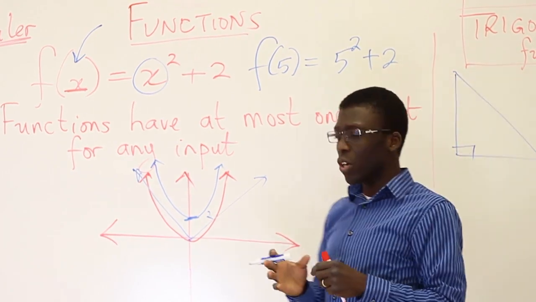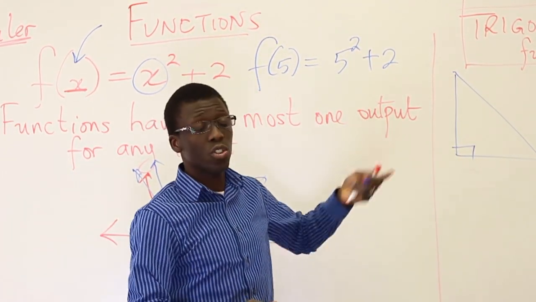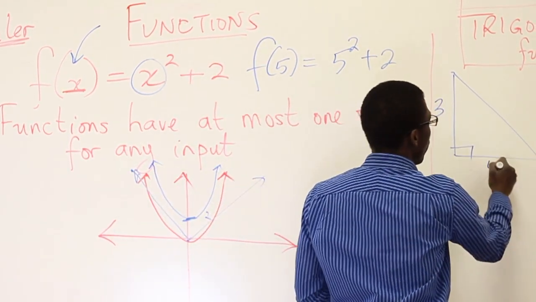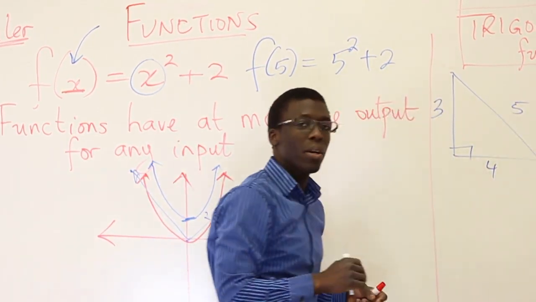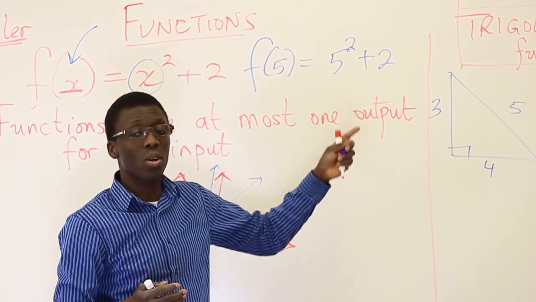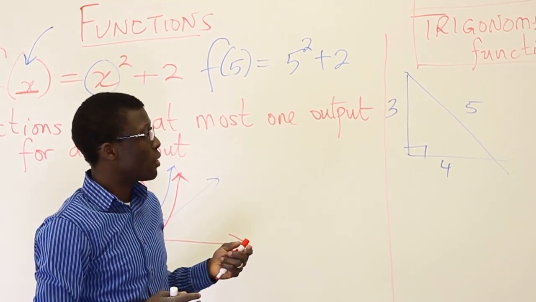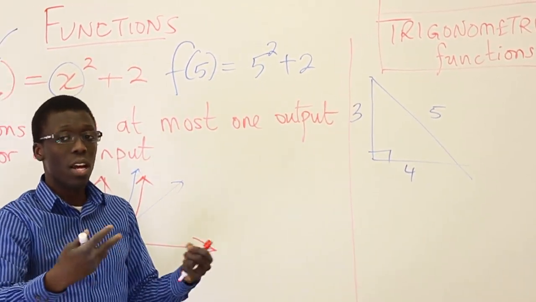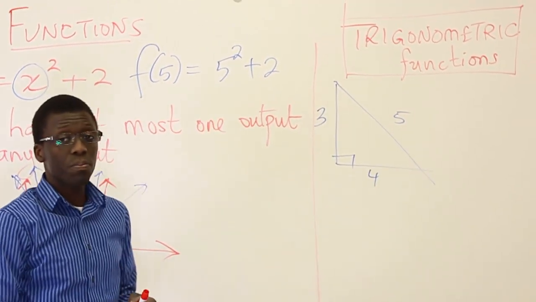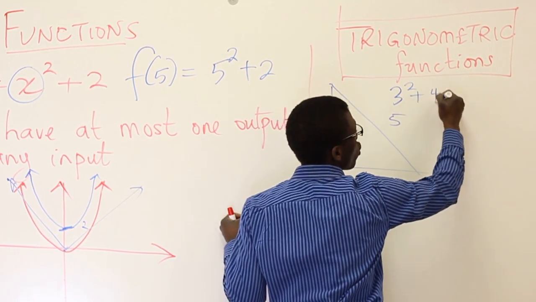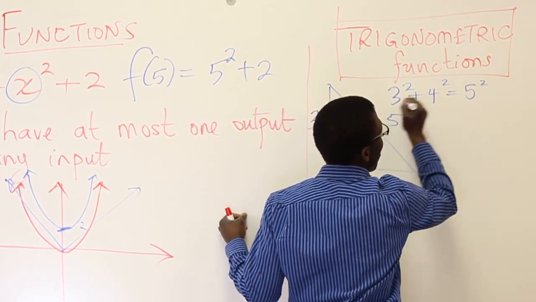So functions have at most one output for any input. But there's another type of function I want to discuss, which is when we deal with trigonometric ratios and functions. And so if you're given a 3, 4, 5 right triangle, now notice that Pythagorean triple, 3 squared plus 4 squared is actually equal to 5 squared. And this also works with 5, 12, and 13. So knowing your Pythagorean triples can help you as you learn the sides of a right triangle. So this will be, again, 3 squared plus 4 squared is equal to 5 squared.